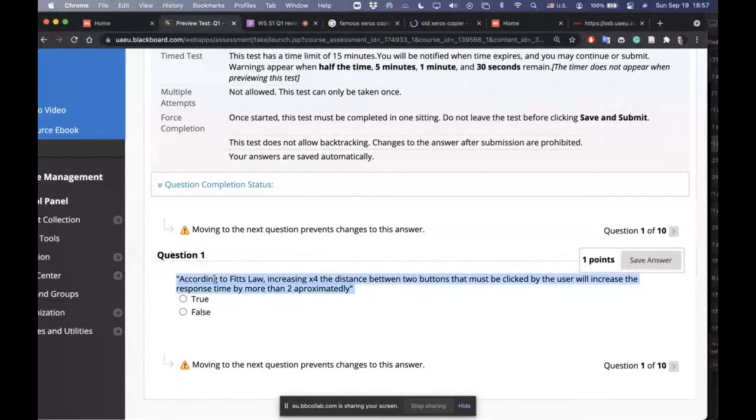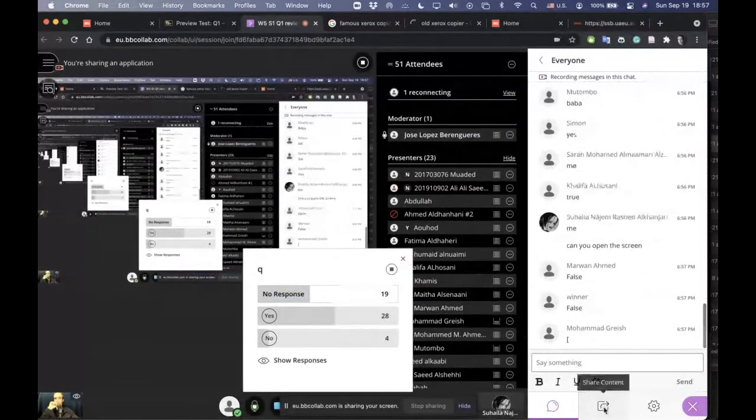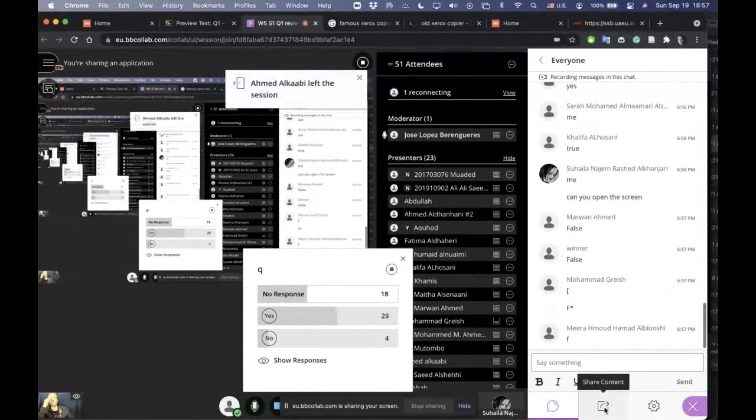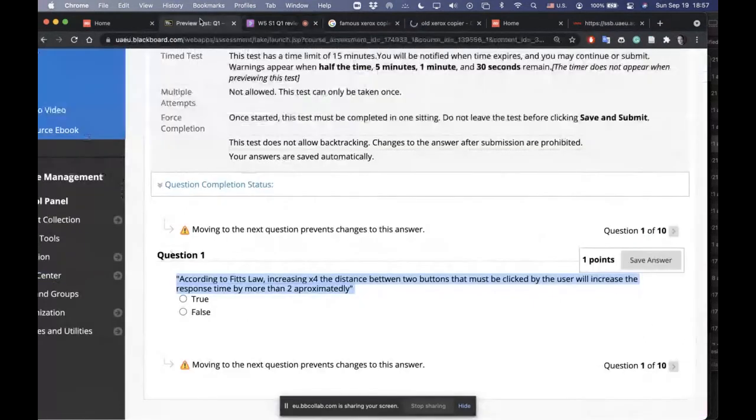According to Hicks Law, increasing 4 times the distance between 2 buttons that must be clicked by the user will increase the response time by more than 2 approximately. True or false? Right, completely false, because it's logarithmic. If you double it, logarithmic means less than double. It will increase, but not linearly. So this one was false.